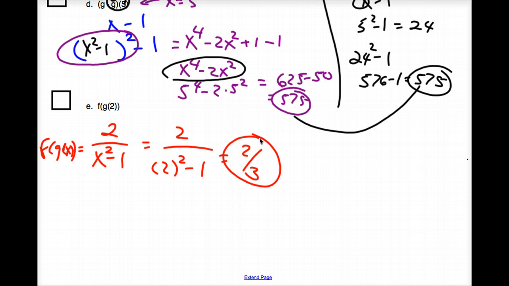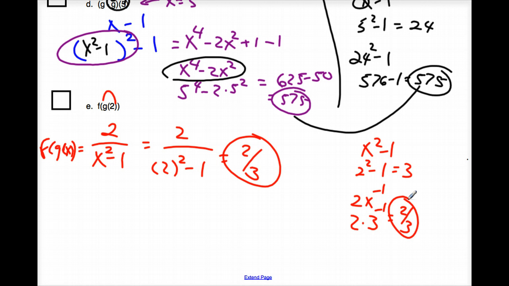Otherwise, you could have taken 2, plug it into the g function. The g function was x squared minus 1. So if you plug in a 2, you get 3. Then take a 3 and plug it into the f function. And the f function was 2x to the negative first, and if you put a 3 in there, you get 2/3 that way. So up to you. But since we'd already found the function, I figured, we're good. Let's use it.